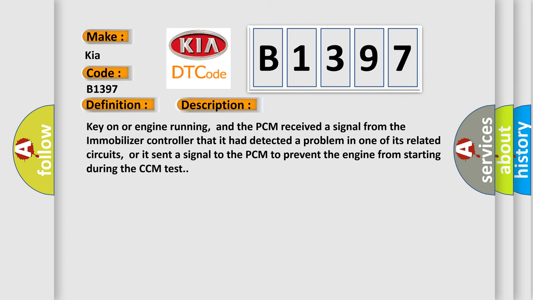And now this is a short description of this DTC code. Key on or engine running, and the PCM received a signal from the immobilizer controller that it had detected a problem in one of its related circuits, or it sent a signal to the PCM to prevent the engine from starting during the CCM test.